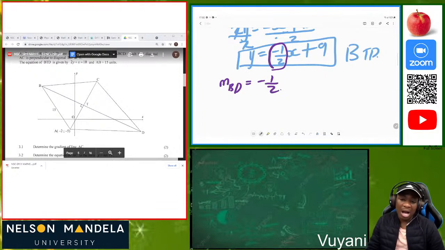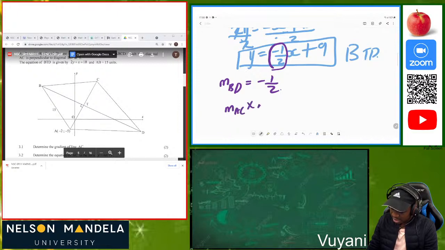But that's not what we are asked. We are asked to determine the gradient of line AC. And we know that AC and that one, they are perpendicular to each other. So how are we going to handle that? We're going to handle it like this. Since we know that the gradient of BD is negative 1 over 2, we say that the gradient of AC times the gradient of BD is equal to negative 1.